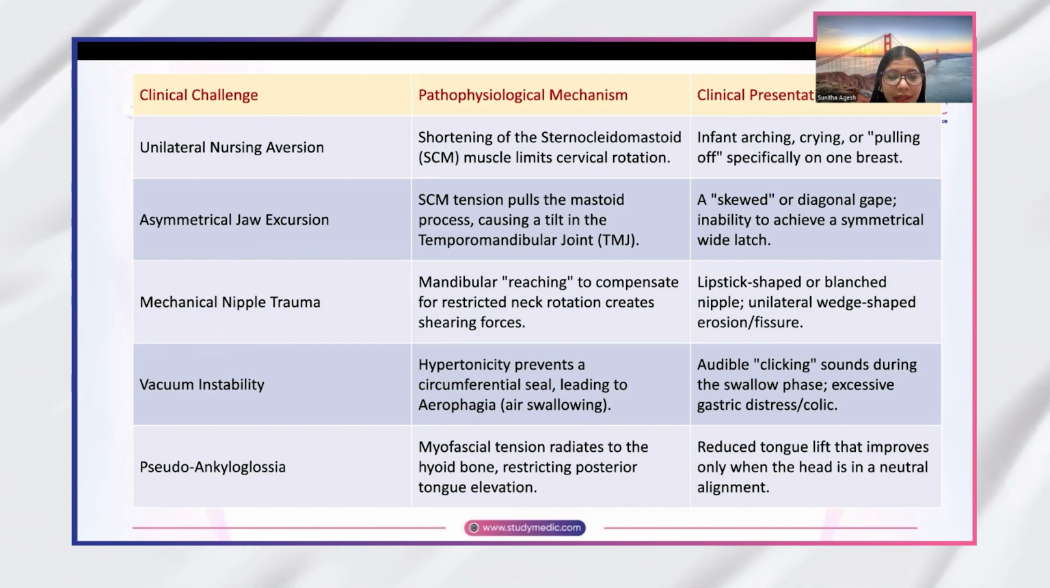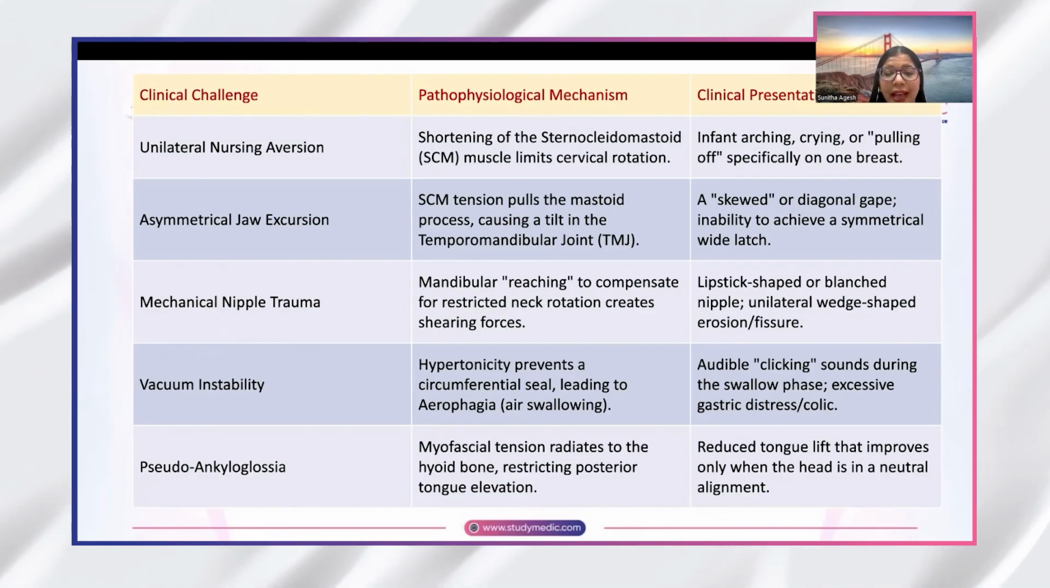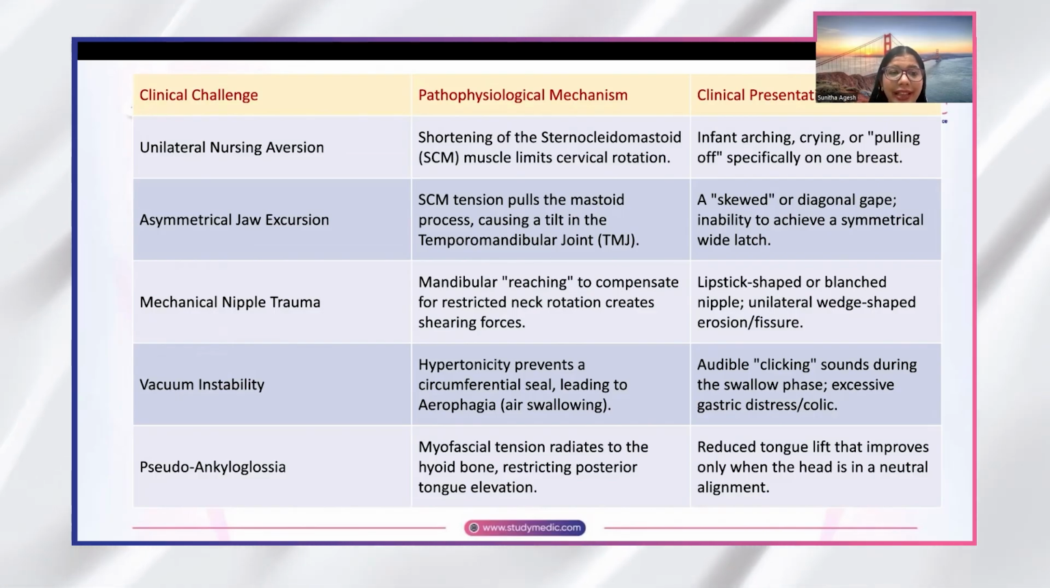Then vacuum instability. Hypertonicity prevents the circumferential seal, leading to aerophagia. Because of the lack of vacuum, we can hear audible clicking sounds during the swallow phase, and excessive gastric distress or colic, because more air is swallowed.